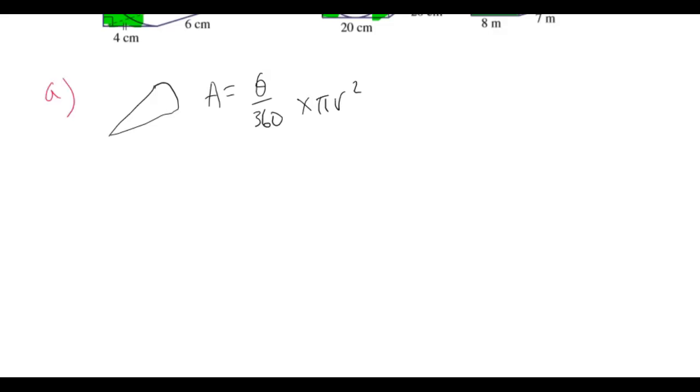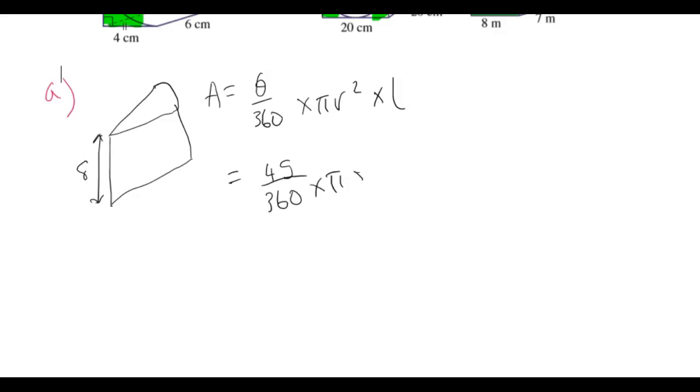It's a terrible drawing of a sector. And then we're going to multiply that through by this height, which is 8. So I'll write that in a sec. All right, so theta is 45 over 360. Pi, your radius is 6. Did I write 8 before? Times 6 squared, and your length is 8. So put all that into your calculator. I might just press pause while I do that.